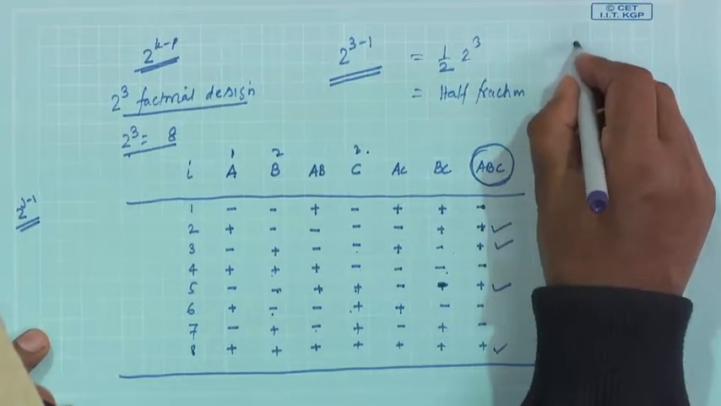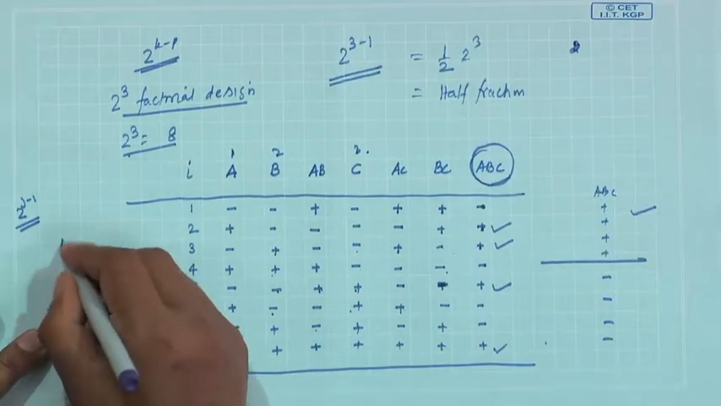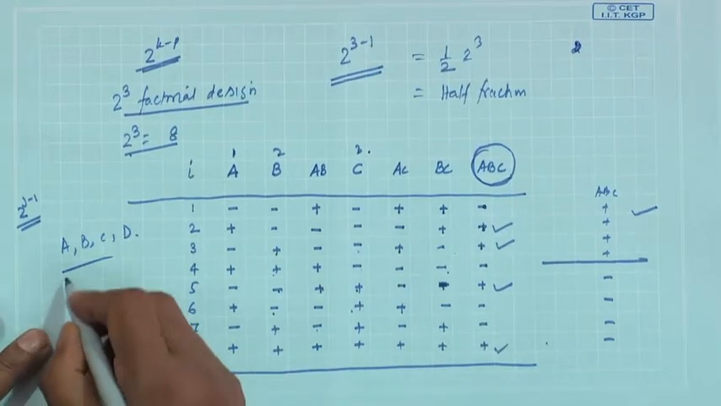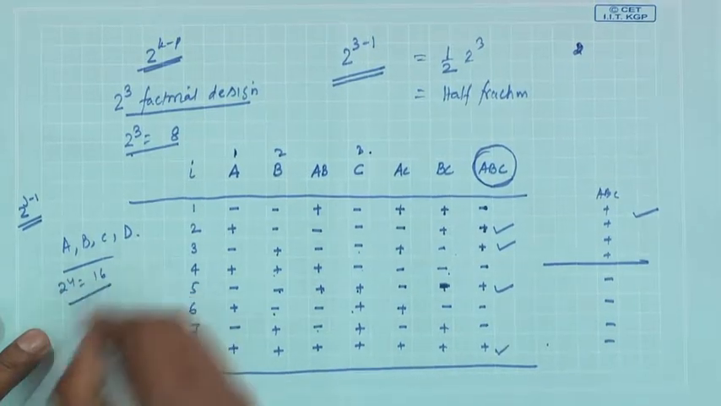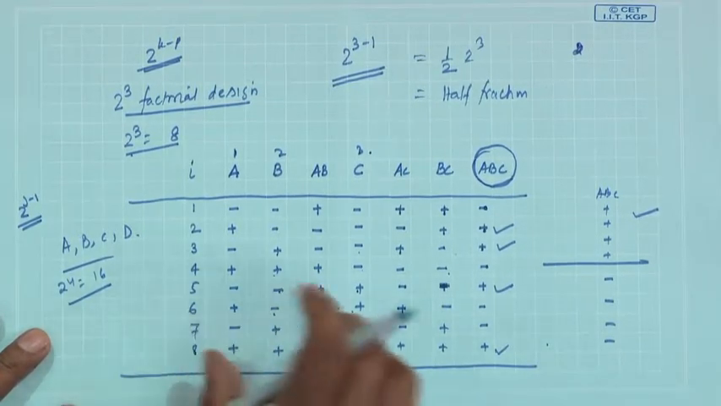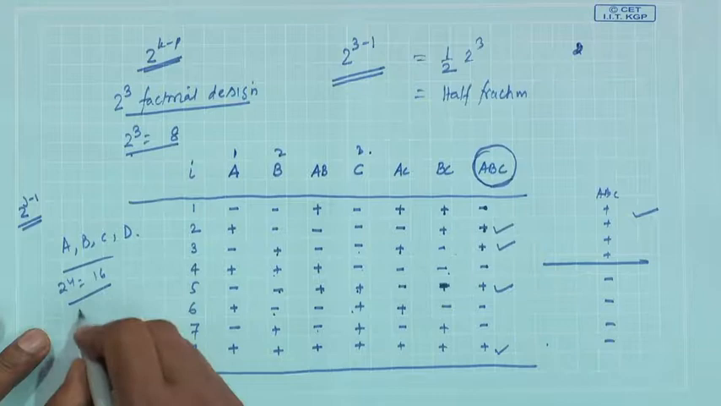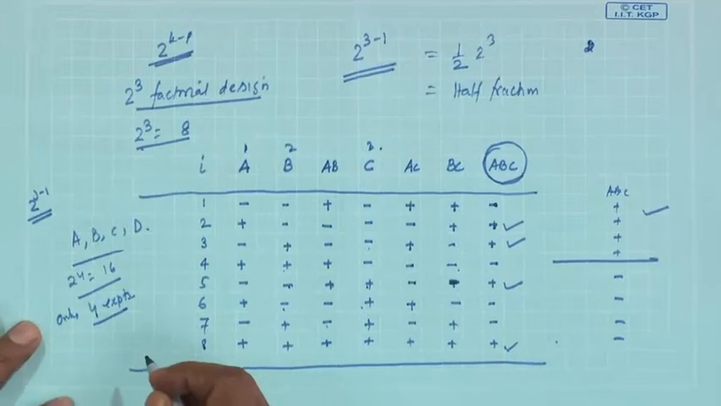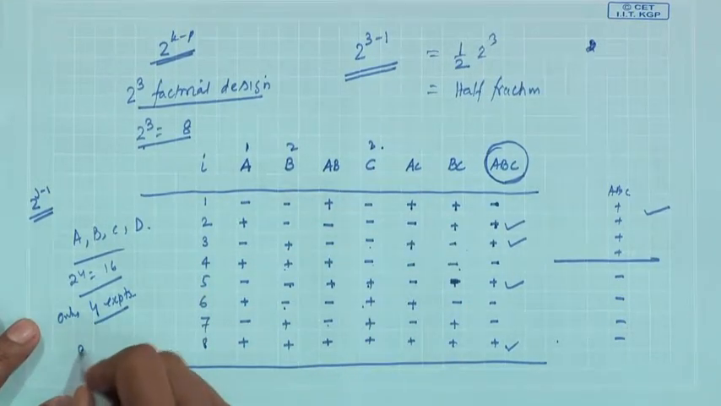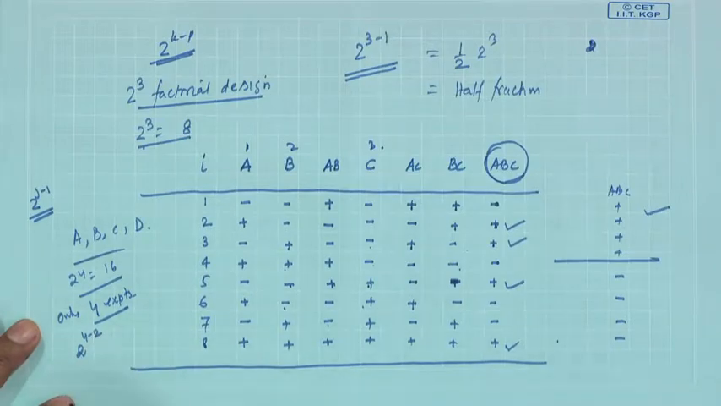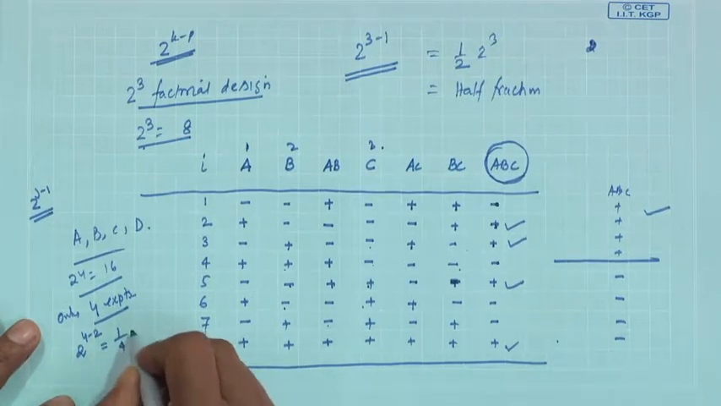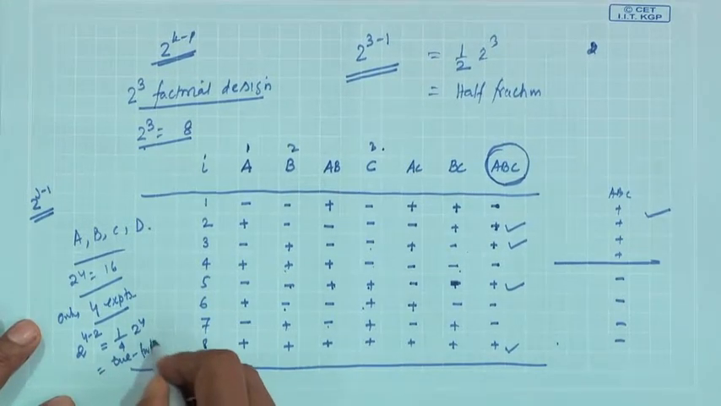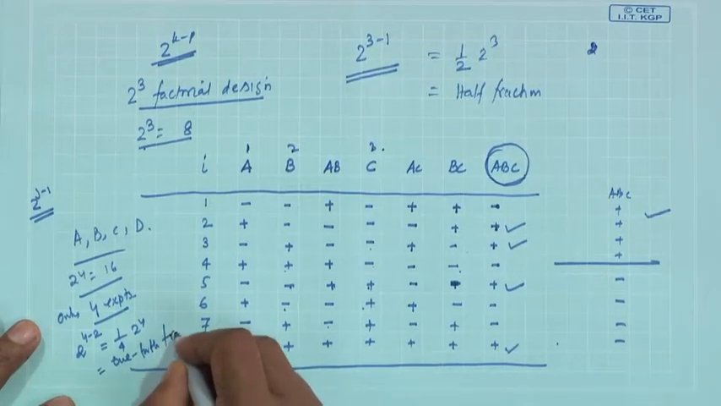Suppose you have 4 factors instead of 3. Now, you consider 4 factors A, B, C, D. This will increase the number of treatment combinations to 2 to the power 4, which is 16. Now, suppose that you can run only 4 experiments, only 4. If you do this, what are you doing? 2 to the power 4 minus 2, that means 1 by 4 of 2 to the power 4 design you are implying, that is 1/4 fraction.